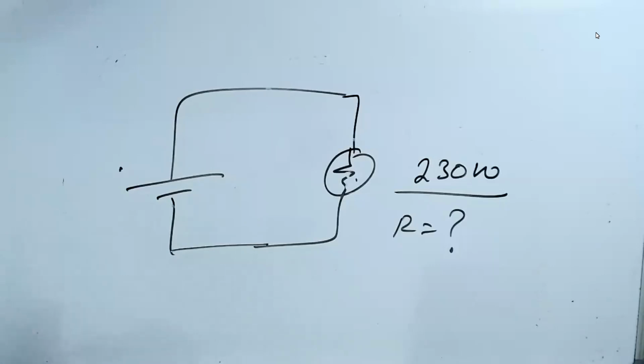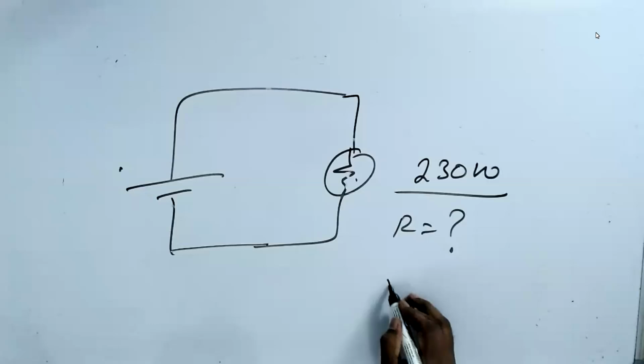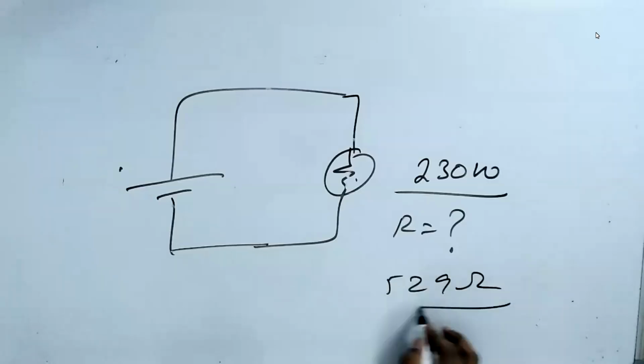Sir, 529 ohm. How did you find 529 ohm? Power equal to V square by R, sir. Power is equal to V square by R.